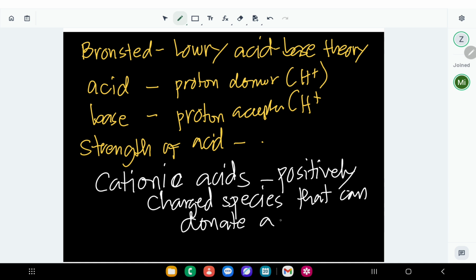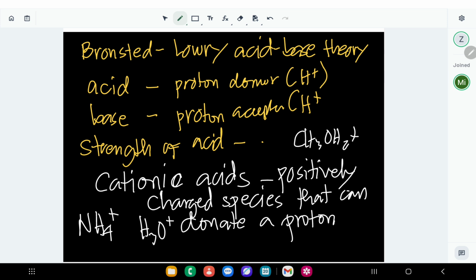Examples of these cationic acids are NH4+, the ammonium ion, the hydronium ion, H3O+. What else? CH3OH2+. All right. Now we know the Bronsted-Lowry acid-base theory and cationic acids. Then let me delete this.